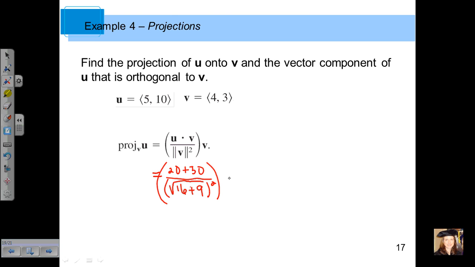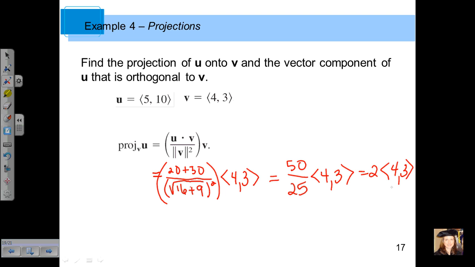Now the V vector is the vector 4, 3. When you simplify this, you get 20 plus 30 is 50. The square root of 25 squared is 25 times the vector 4, 3. So this ends up being 2 times the vector 4, 3. In other words, 2 V vectors is the projection of the U onto the V vector. So that would give us 8, 6. That would be our W1. W1 is a vector with components 8, 6.